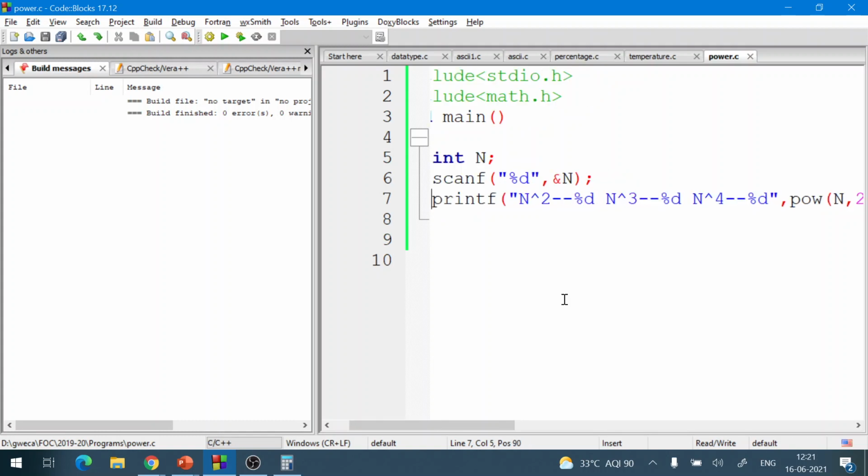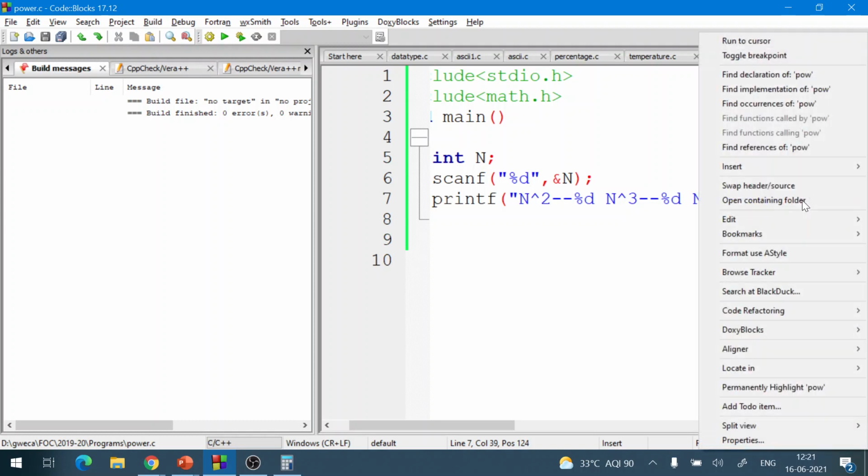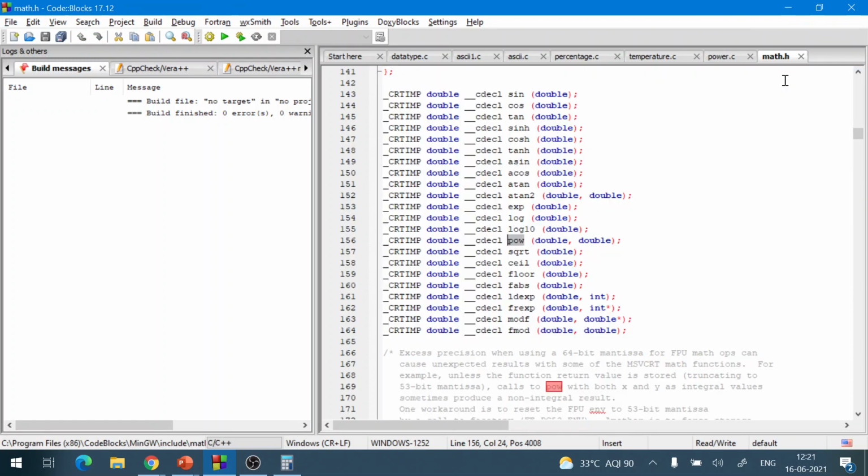So we will check what the error is there. So n square percent d. Okay, percent d. Now an important thing to note: in math.h, we can see the definition of this. You can right click and find the declaration of POW.